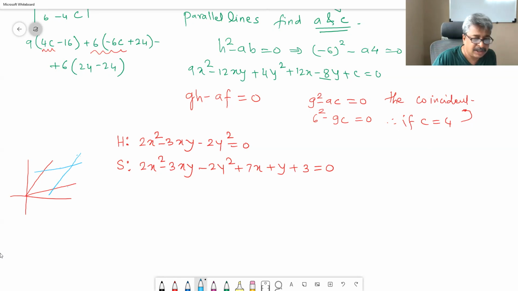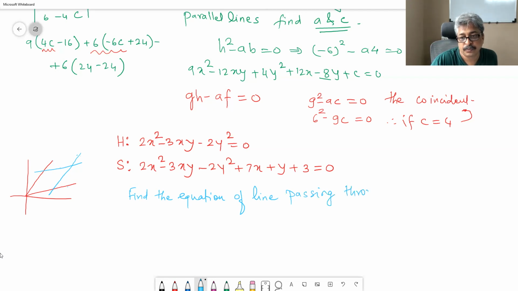Now, if that is the case, find the equation of the line passing through the intersection of these 2 points, A and B.